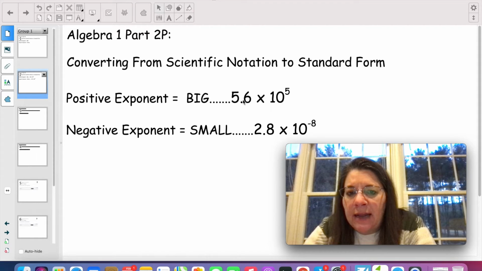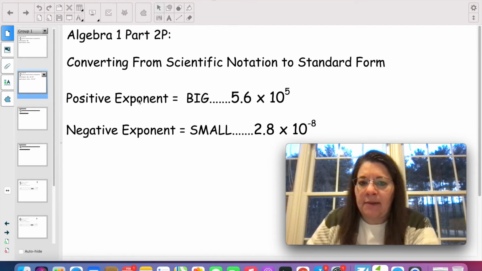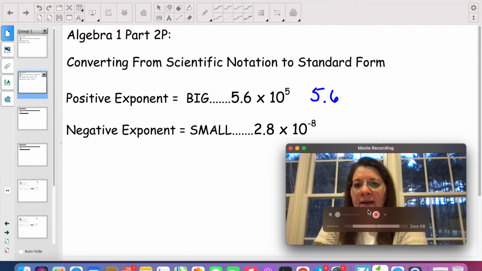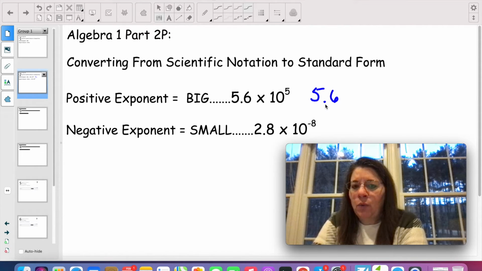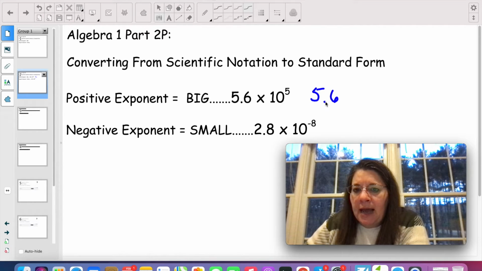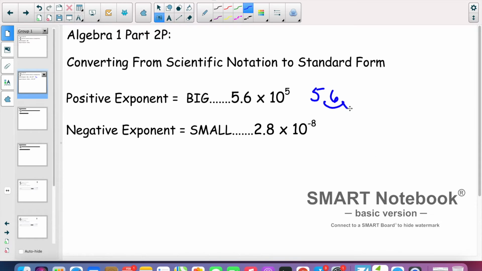And if you think about that, if we move that decimal to the right, I'm just going to write that down. So you see, I've written the number 5.6, and that 5.6 is what we need to work with. And this exponent right here tells us that we're going to move this decimal 5 places to make this number bigger than a little decimal 5.6. So I'm going to take this decimal and I'm going to move it to the right 5 times. So I'm just going to count as I move it. 1, 2, 3, 4, 5.